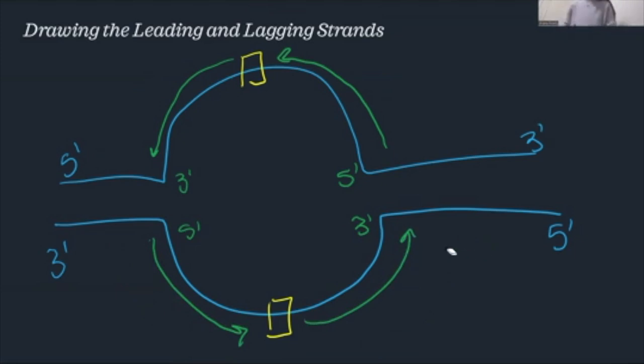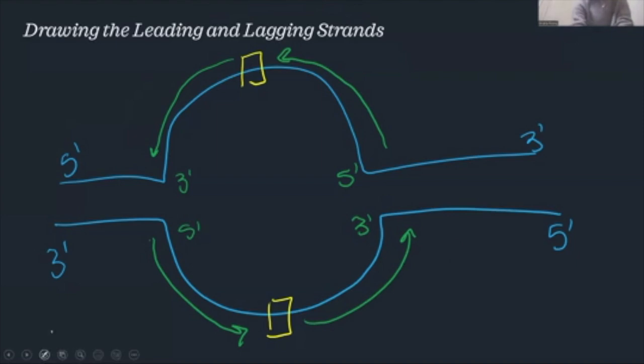Okay. Once you have this, drawing your leading and lagging strands becomes super easy if you can just remember these rules. 1, the leading strand always goes 5' to 3' into the fork. The lagging strand goes 5' to 3' away from the fork. So keep in mind, both of those are 5' to 3'. If it goes into the fork, it is your leading strand. If it goes away from the fork, it's your lagging strand.